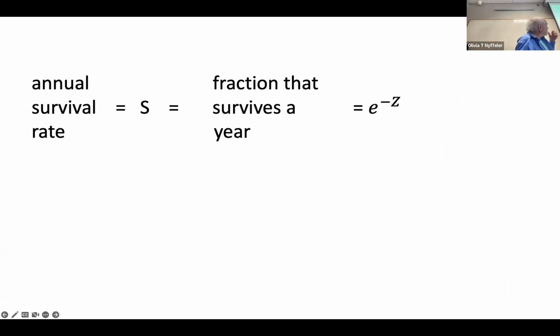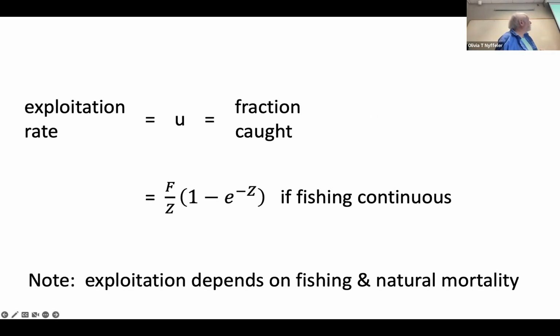So we also want to think about, well, what's the difference between survival rate and mortality rate? The survival rate is the proportion of the animals present at the start of the year that are still living at the end of the year. And that's e to the minus z, where z is the instantaneous total mortality rate. So in the talk, whenever I say s, if I know s, I know what z is, and whenever I say z, if I know z, I know s. It's just a one-to-one mapping, a simple formula.